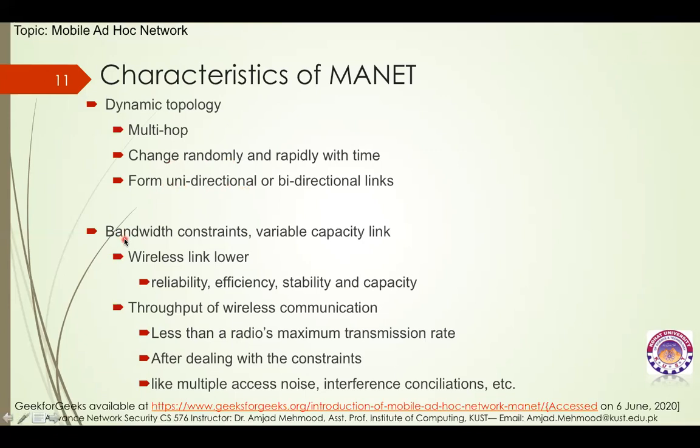Bandwidth constraints: variable capacity links are available. Wireless links are lower in reliability, efficiency, stability, and capacity as compared to a wired network. The throughput of the wireless network is less than the radio's maximum transmission range, after dealing with constraints like multi-access, noise, interference, collisions, etc.